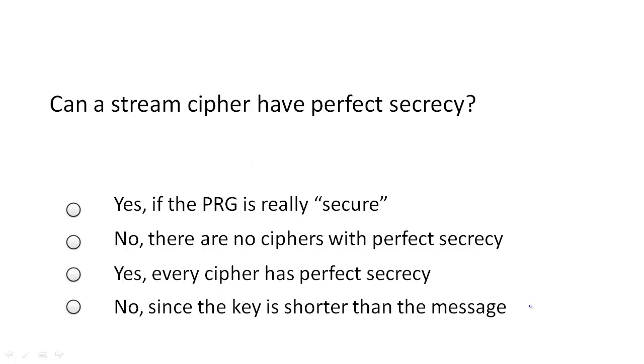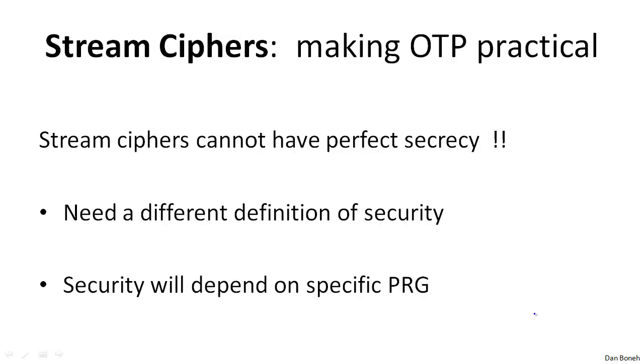So I hope everybody said the answer is no. The key is much shorter than the message. And we said that in a perfectly secure cipher, the key must be as long as the message. And therefore, it's not possible that a stream cipher actually has perfect secrecy. So the question is then, well, why is it secure?